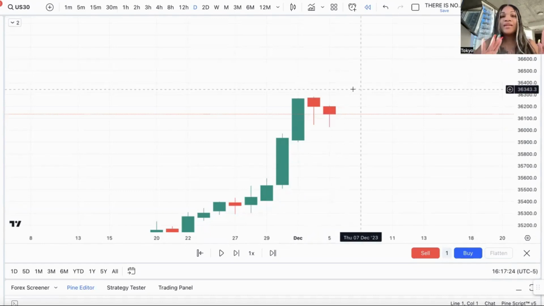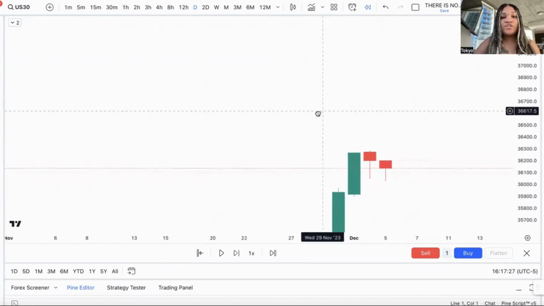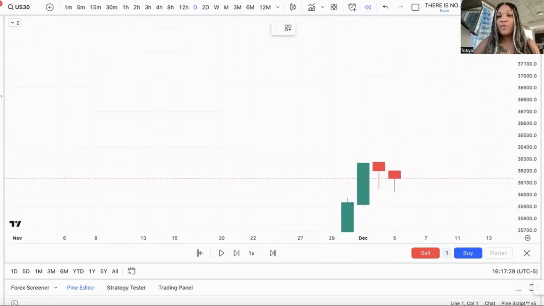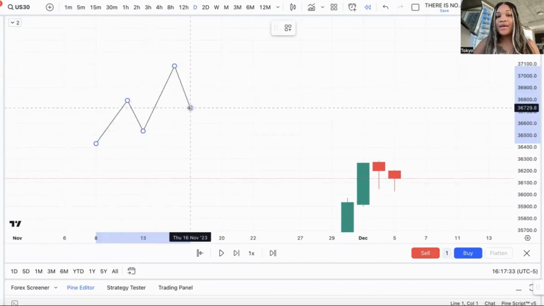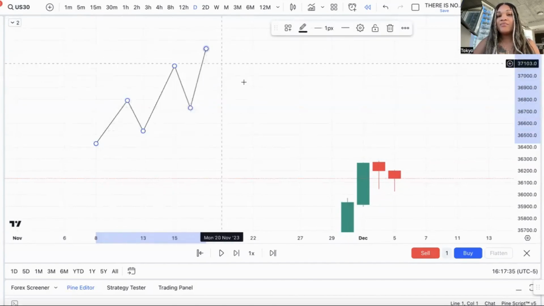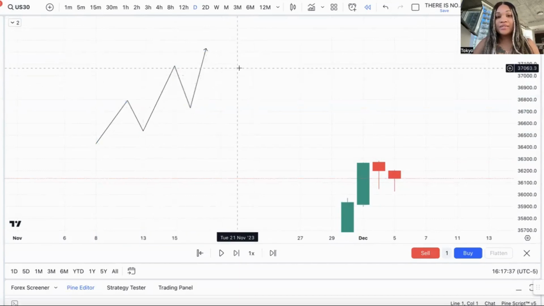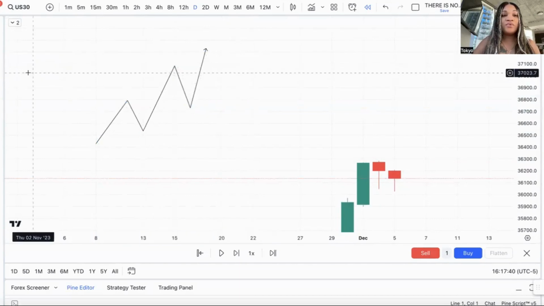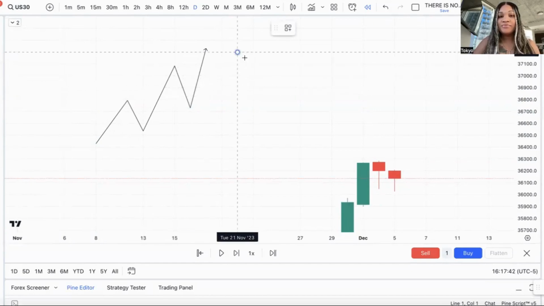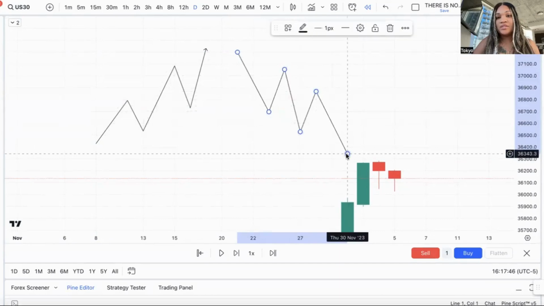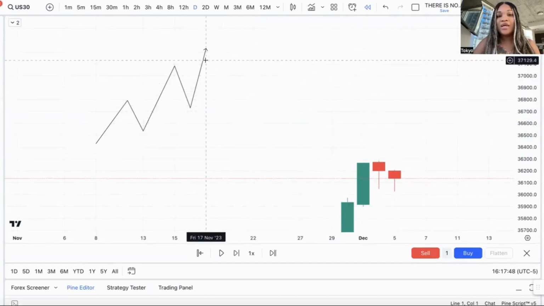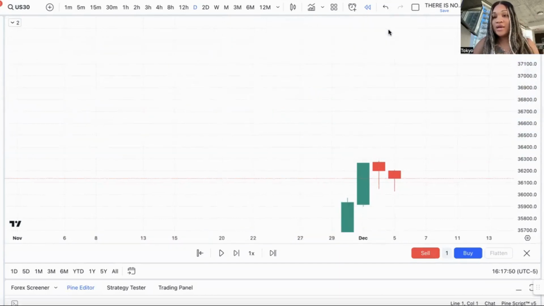So now that that is out of the way, I want to show you guys structure. When we're going up, we're creating new highs and higher lows. This means that the market is continuously taking out the highs prior to the new high. And when it is in a downtrend, the market is making lower highs and lower lows, such as this. It's very important to keep that in mind, whether you're on the higher time frame or the smaller time frame.